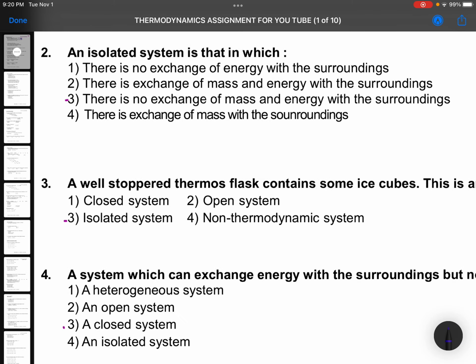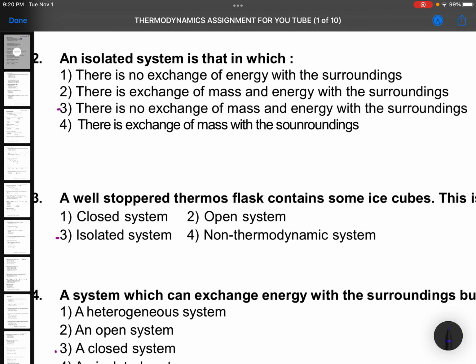An isolated system is that in which... open system, closed system and isolated system. Isolated system में there is no exchange of mass and energy. दोनों भी exchange हो गए तो open system. If mass is not exchangeable but energy is exchangeable, closed system. If both are not exchangeable, then that is isolated system. Option 3.